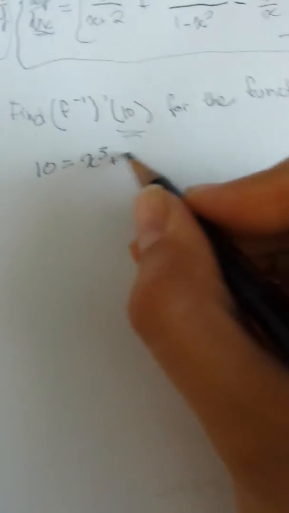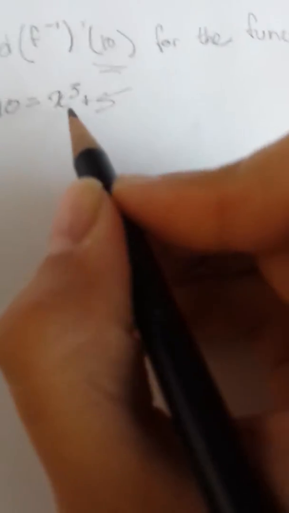Okay, so my question number 5 is, find the inverse function of f at 10 for the function f of x is equal to x cubed plus 5. So first what you got to do is you're trying to find the inverse at 10. So you set your 10 equal to your equation: 10 is equal to x cubed plus 5. Okay, so you need to find your x with the inverse.